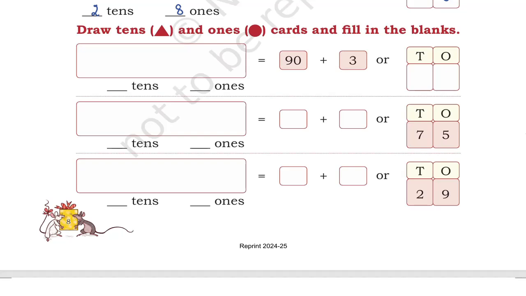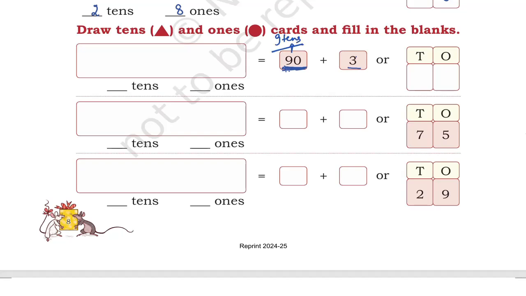Let's move to the next one. Draw tens as triangles, and for ones we have to draw circles, and fill in the blanks. So now it says there is 90, and there is 3. This is for the tens and this is for the ones. How many tens are going to be in 90? You tell me. There are going to be 9 tens, right?